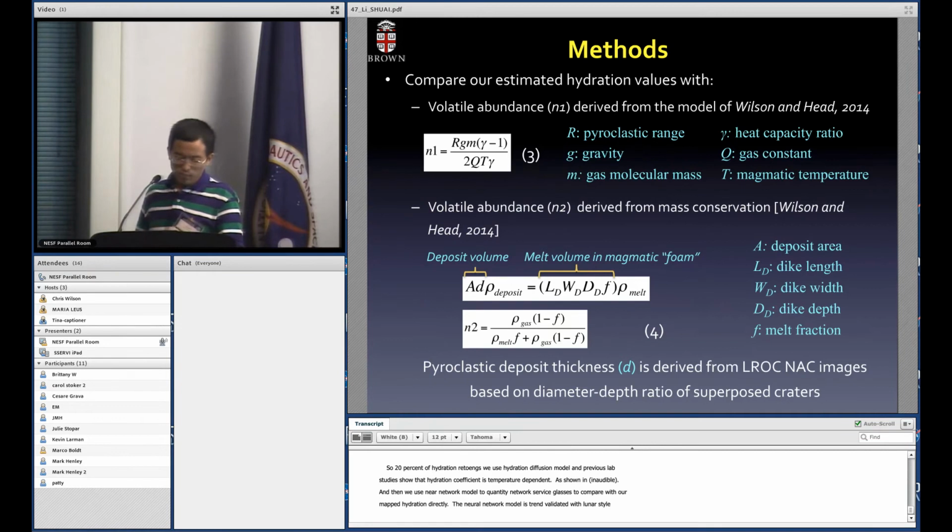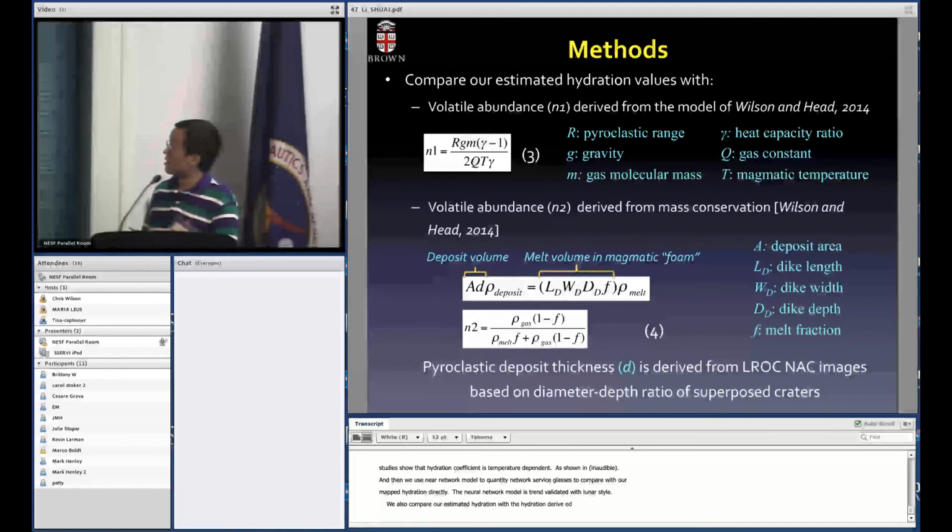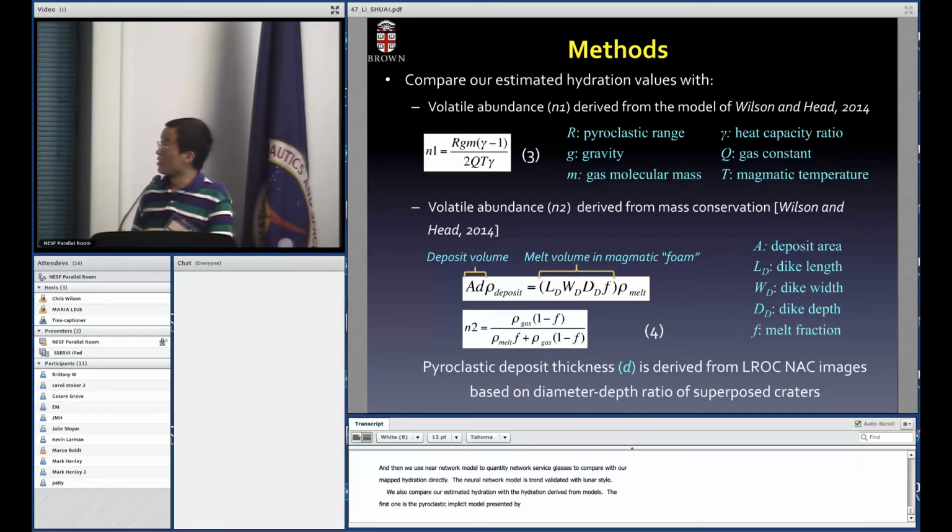We also compare our estimated hydration with the hydration derived from two models. The first one is the pyroclastic emplacement model presented by Wilson and Head in this year's LPSC. Jim mentioned it in his talk. I'm not going to detail this equation, but you can look at the papers. Now the second is from the mass conservation model. It is essentially the same model, but a different way.